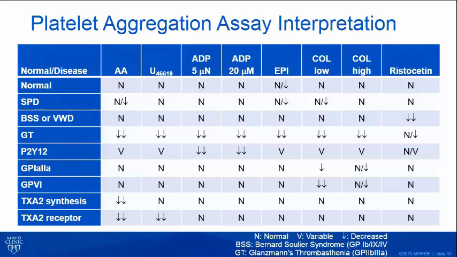However, the surface receptors for the other agonists are still intact, so the response to all the other agonists is normal. For Glanzmann's, the abnormality exists in the final step of platelet aggregation with lack of the fibrinogen receptor, so the ristocetin response is normal. However, its response to all the other agonists is absent.